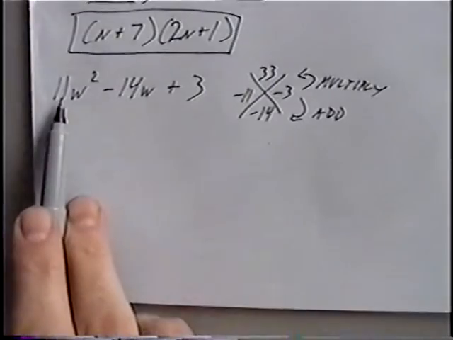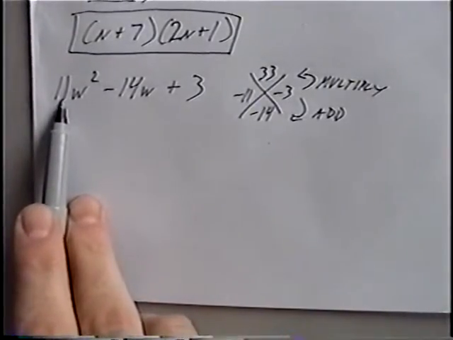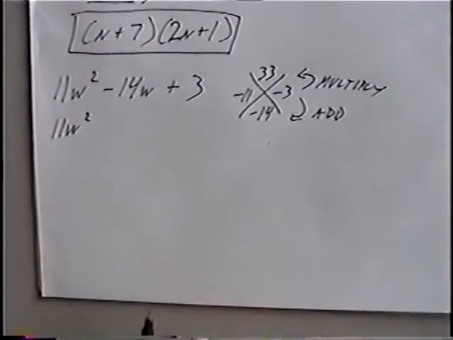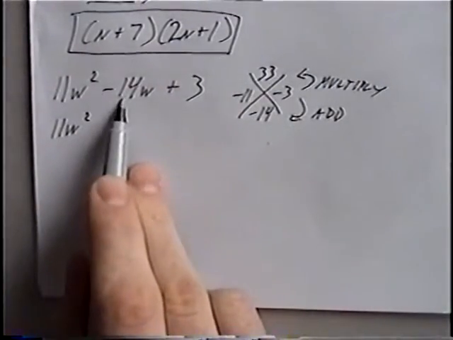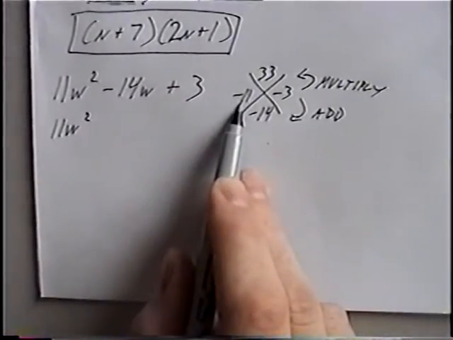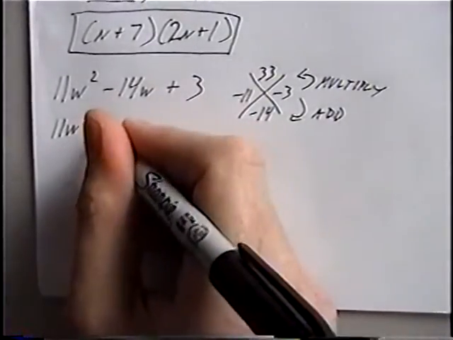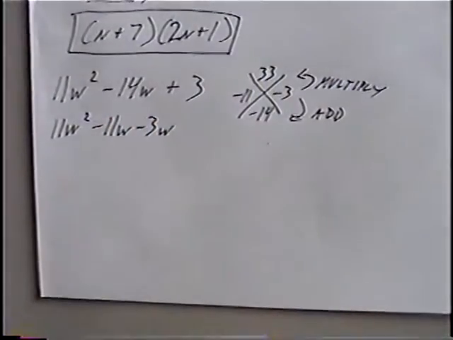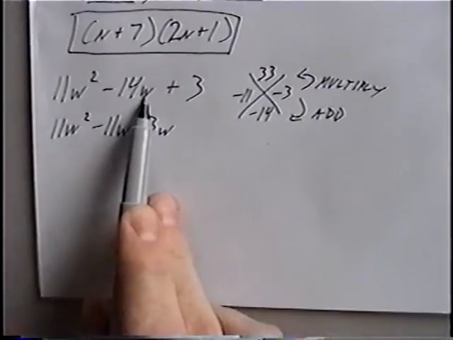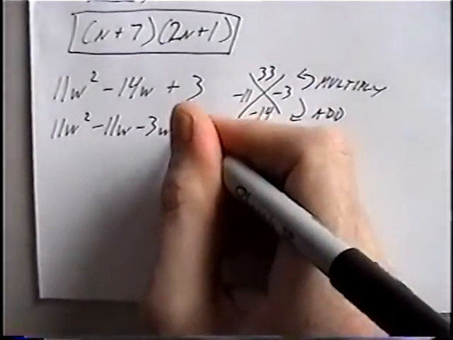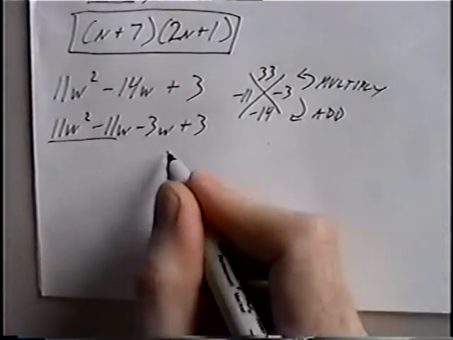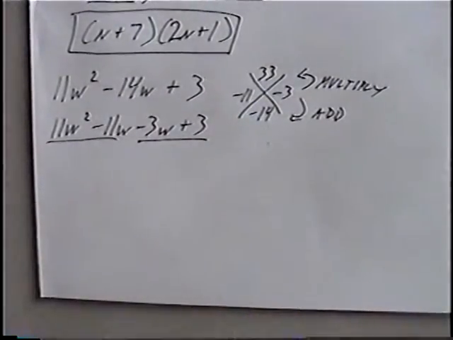Keep in mind from here, if you have a coefficient, going back to our definitions, you have to rewrite this so you can factor by grouping. 11w squared stays the same. The negative 14 changes into negative 11 and negative 3, so that would be negative 11w and minus 3w. It's still the same as negative 14w, but this allows us to factor by grouping. The plus 3 comes down. Factor the first two terms, factor the second two terms, and then you'll have the answer.